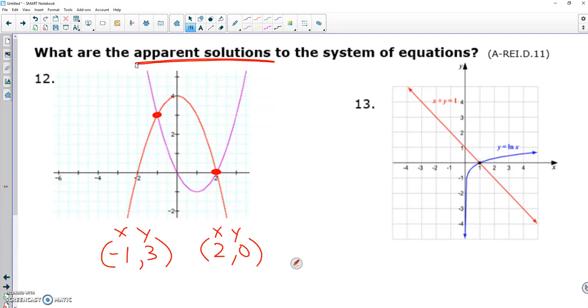Number 13, this one, it appears to only have one solution. So they're crossing each other right here. So that means that the solution is 1, 0. Again, it's x first and y second.